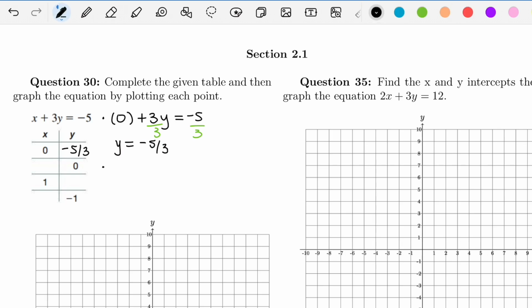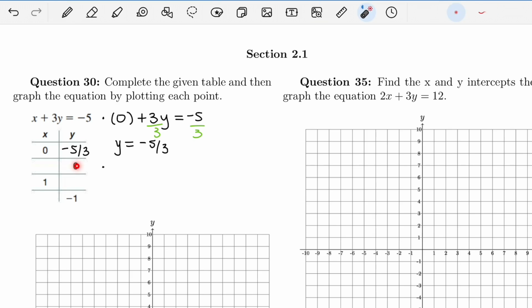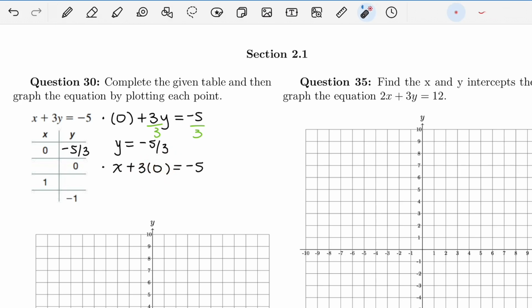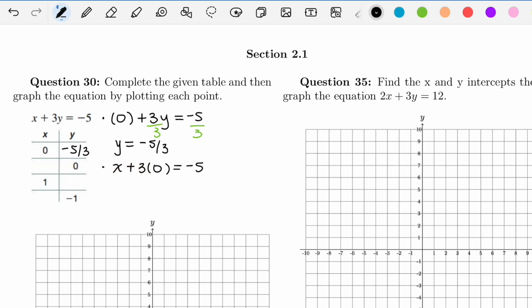Now let's do the same thing, but in this case, y is now equal to 0, and so we want to solve for x when y is equal to 0. So we have x here, and we're going to plug in 0 for y into this equation. Doing so, this actually goes away. 3 times 0 is going to give us 0, so we just have x on the left-hand side, and then on the right-hand side we have negative 5. So pretty simple for that one. x is just equal to negative 5.